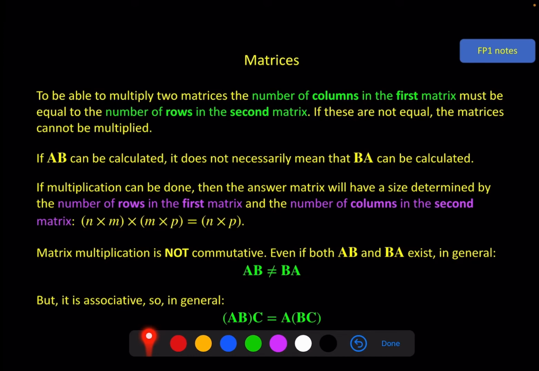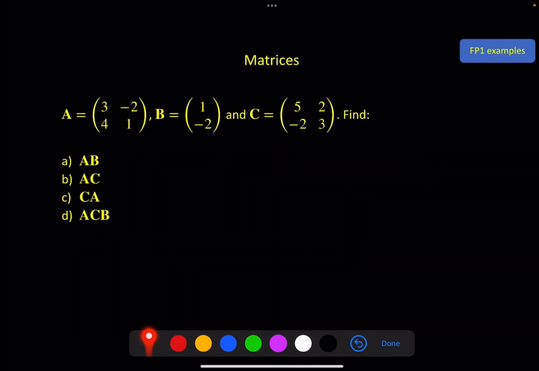Okay, that's a lot of writing on this screen, but most of that we went through in the example, and we've got a few more examples as well. So here we go. We've got A, a 2 by 2, B, a 2 by 1, and C, a 2 by 2 matrix. Find these multiplications here. So I'll go through these fairly quickly. We've got 3 minus 2, 4, 1 times B.